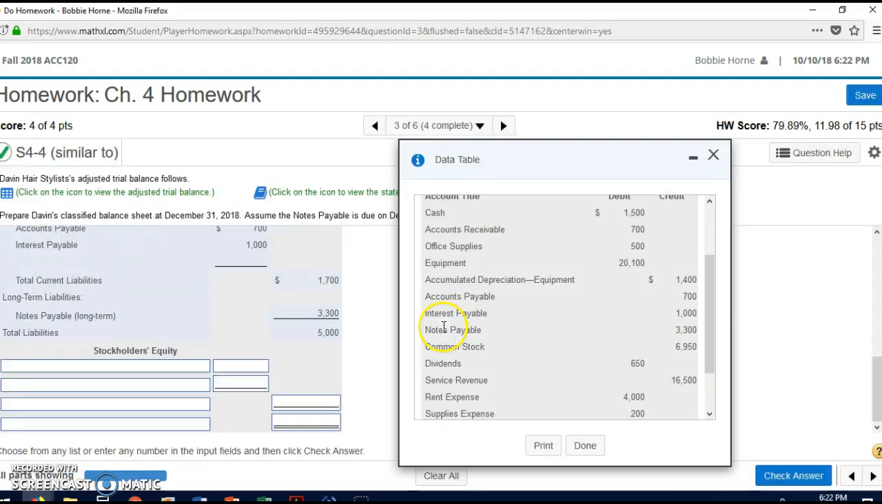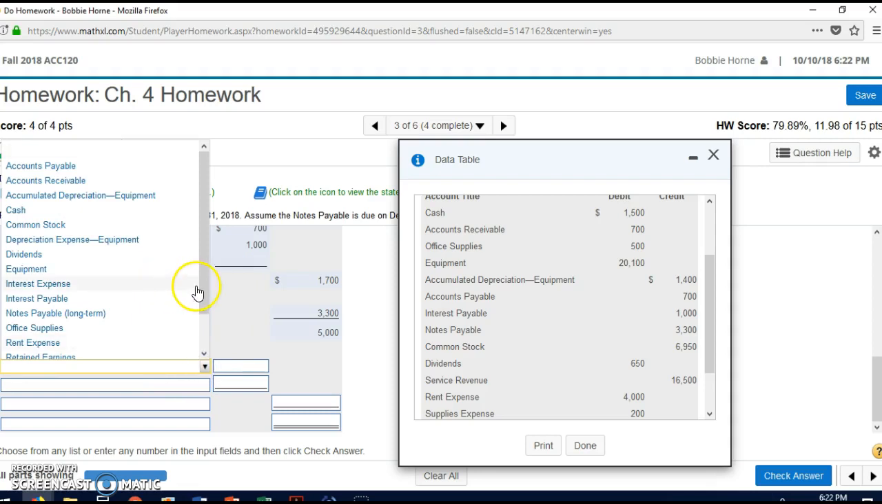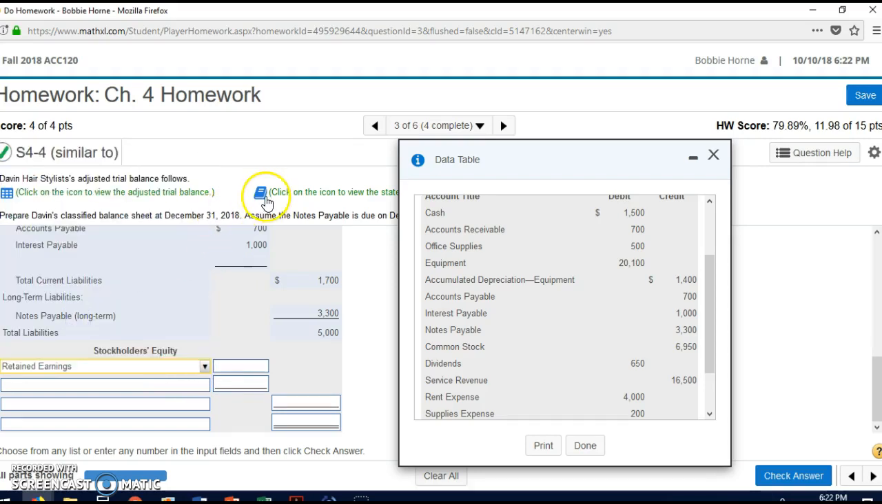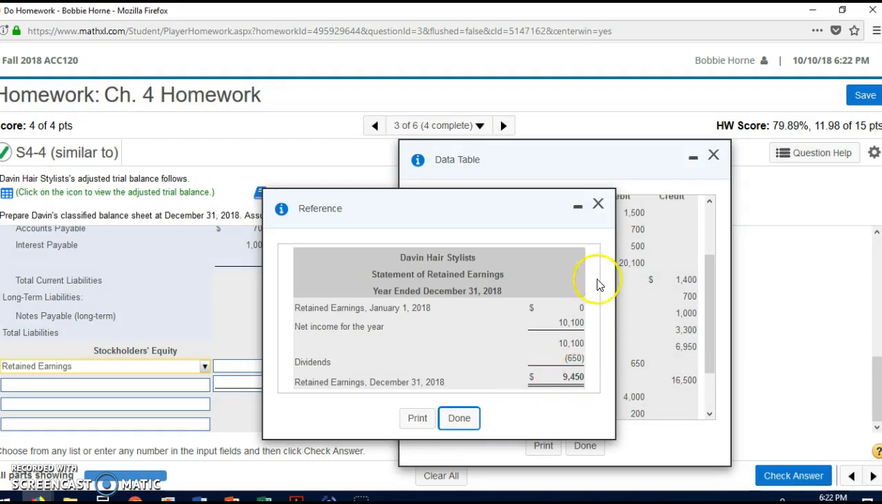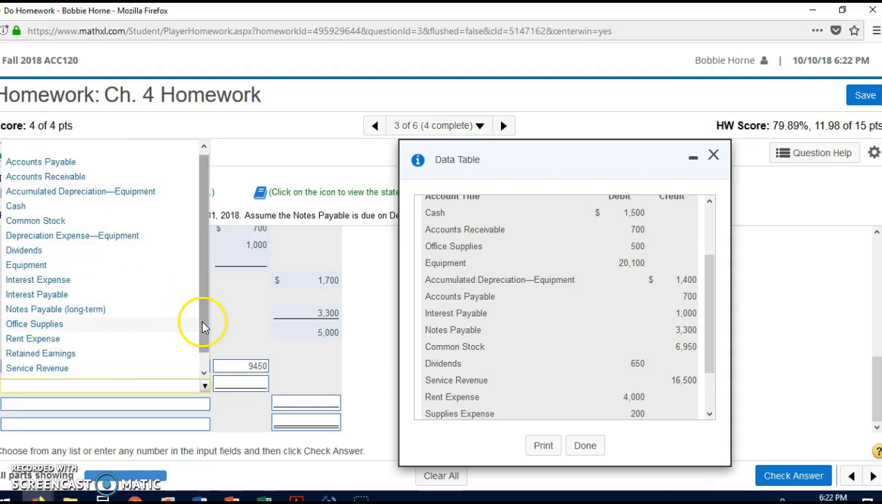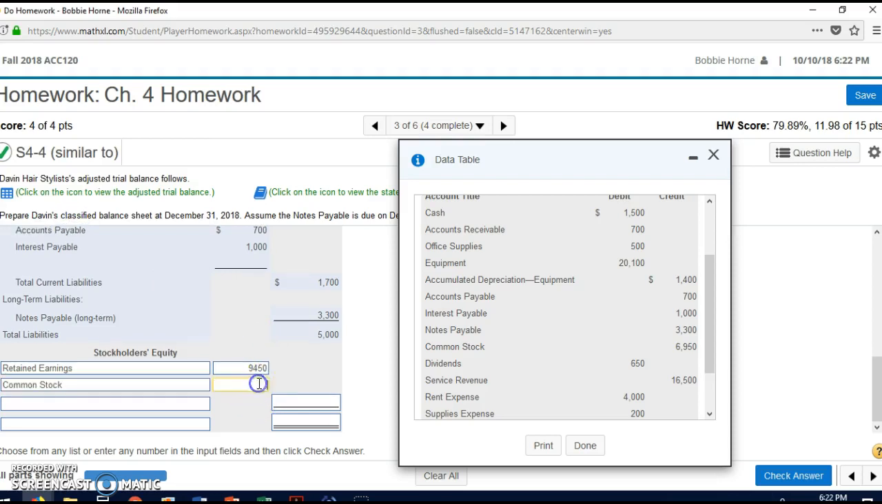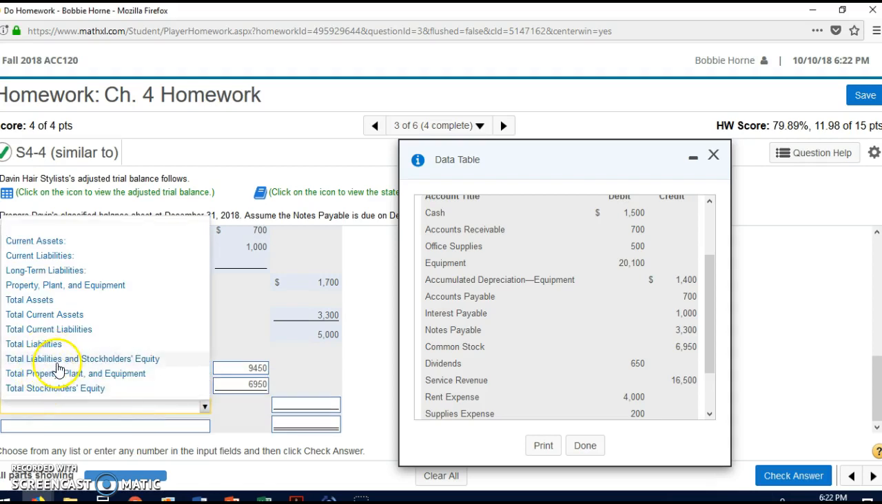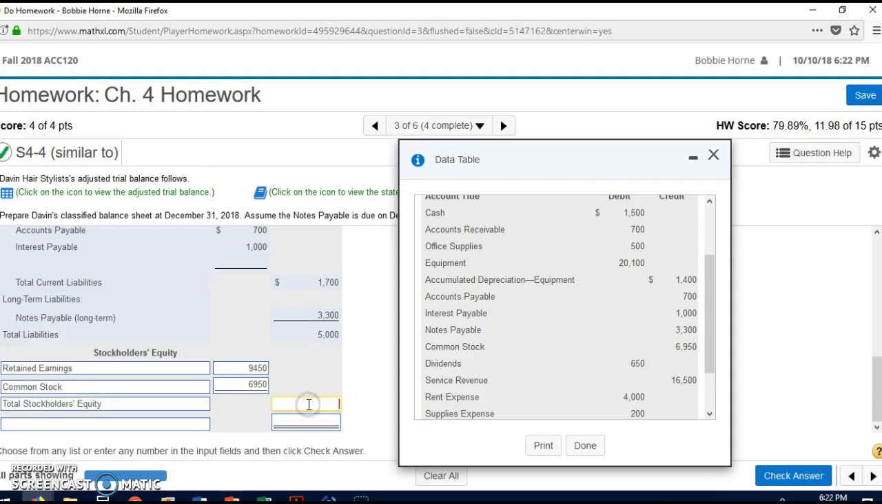And then the last part is going to be your stockholders' equity section, which is your retained earnings, and you have to pull up your retained earnings statement, and it's $94.50. And then the other part of stockholders' equity is the earnings you make, and then another way to make money is by issuing your common stock, and it is $69.50. So your total stockholders' equity is 16.4. Let me check that.